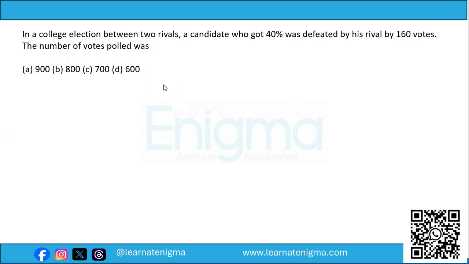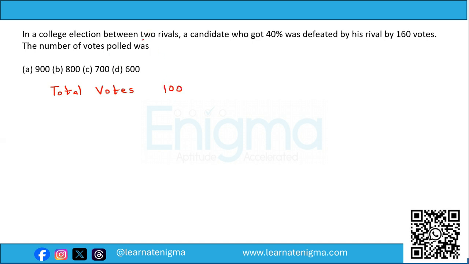In a college election between two rivals, a candidate who got 40% was defeated by his rival by 160 votes. The number of votes polled was. Now, this is a very common type of question. In such kind of questions, what you have to assume is that total votes is equal to 100.